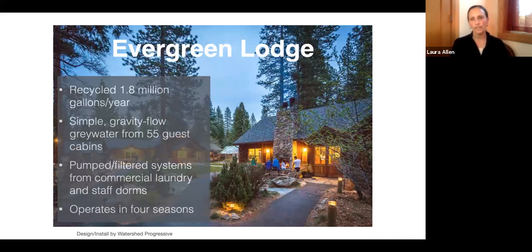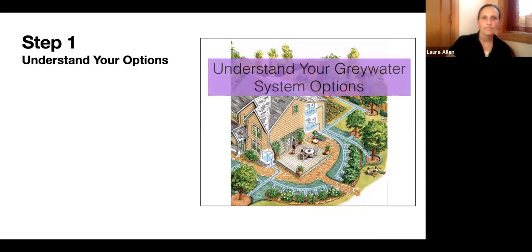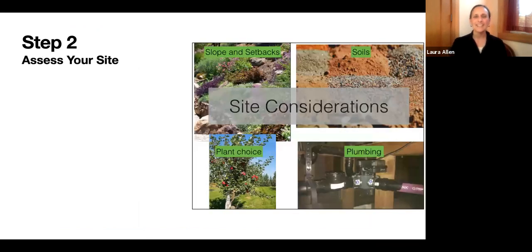And they also operate in all four seasons. So in Yosemite, it gets quite cold. They have snow, and they operate all of these systems all year long. So we just did step one. Step one is the longest. We understand our options. So once you understand that, now you want to go to your site, and now you want to take your knowing about these different systems and think about, well, how will this work on my site?